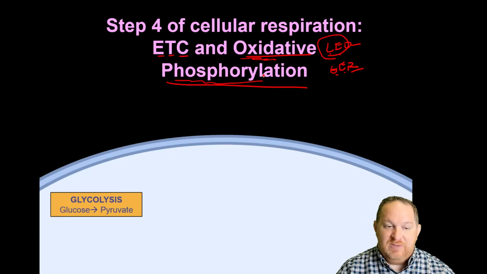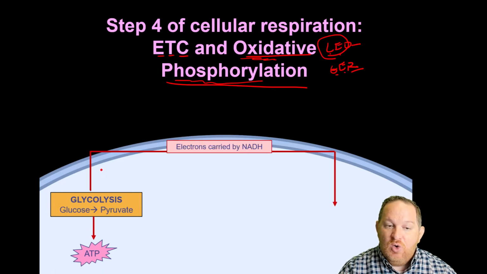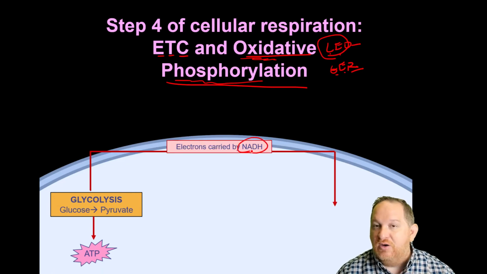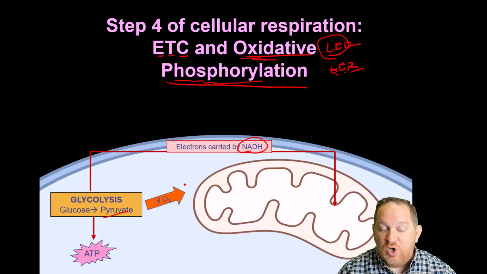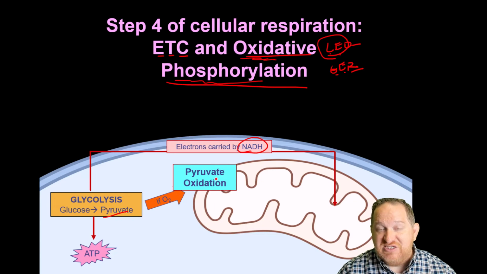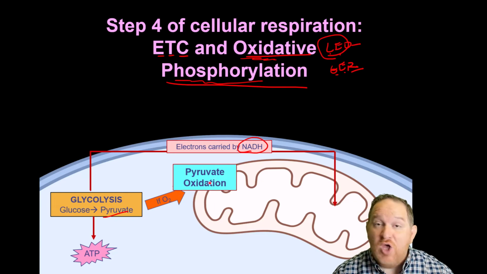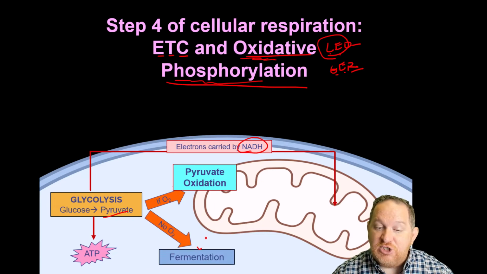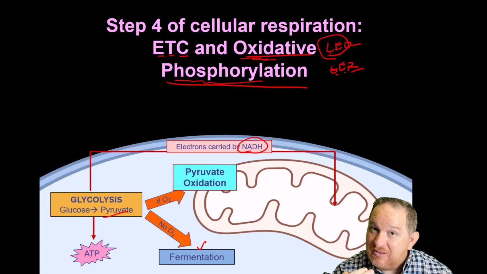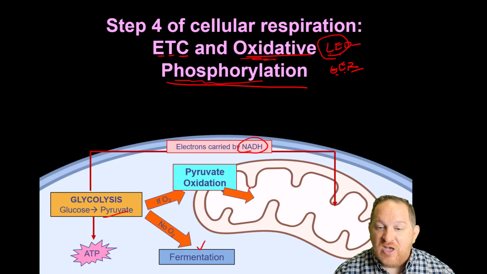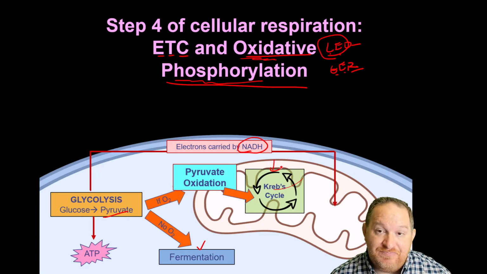So let's review it. Glycolysis takes glucose down to pyruvate. We get some ATP. We also get our friend, the electron carrier, NADH. If oxygen's present, that pyruvate, of course, will go into the mitochondria through the process of pyruvate oxidation. If no oxygen's present, fermentation occurs. We talked about the 2 types, alcoholic and lactic acid. Now, after pyruvate oxidation, that will go through the Krebs cycle, what we just went over in great detail.